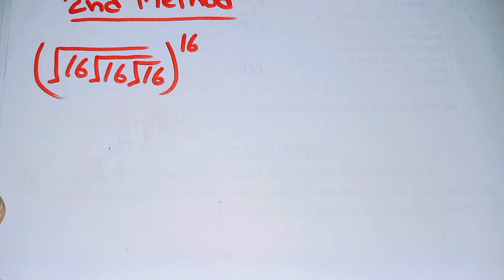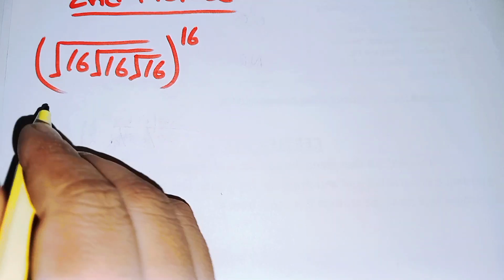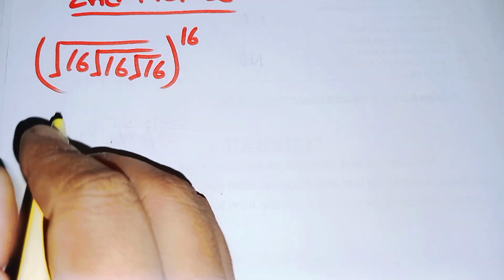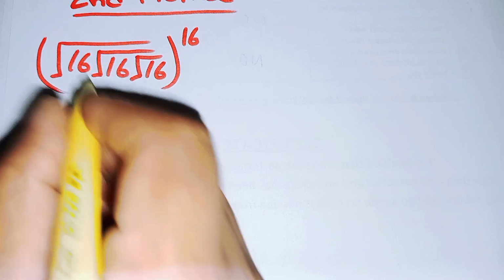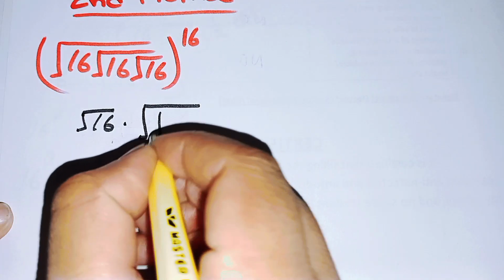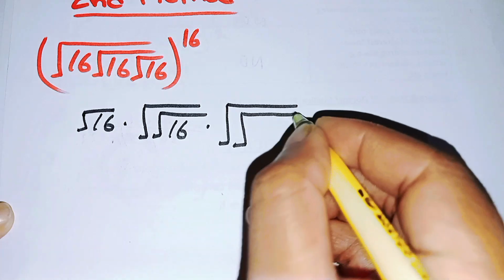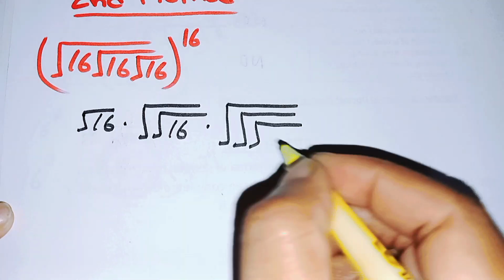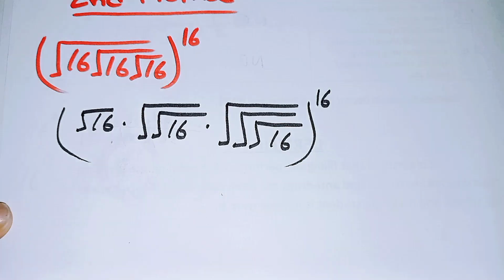So here we solved a nice math Olympiad problem with the help of the first method, and now the second method. It can be written as this square root 16, and times square root this 16, then times this 16, and the whole thing to the power of 16.